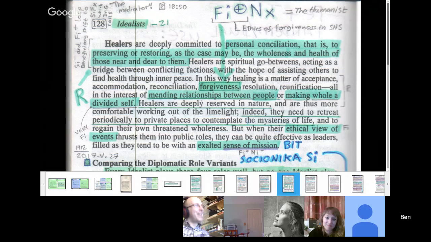The forgiveness thing that was mentioned by Victor in FI+, mending relationships between people. Again, it sounds like ethics of relations. And then you've got ethical view of events, and then a sense of mission. Although that's maybe a little bit with the NI there, although that also applies to all NFs, a sense of mission. So you can see here Keirsey is a little bit different from MBTI, and a little more like Socionics with quite a few of the profiles.